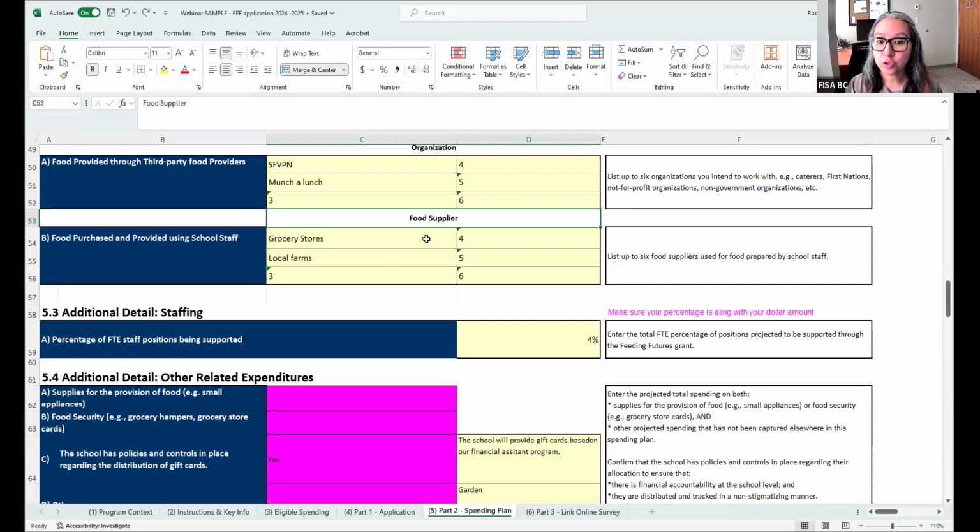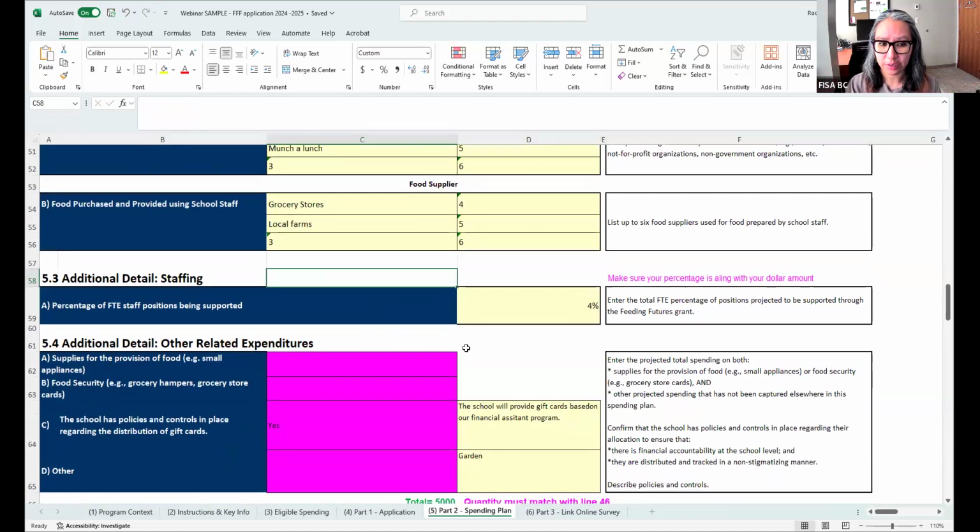And then moving into the food supplier. Most of us are already very familiar with this because we just did it in our report. This is about where you're buying your food. You don't need to write Costco or Walmart or anything like that. You can just write grocery stores. You can write local farms. A lot of people are using farmers markets. All those kinds of places, you can write here. And if you don't, you can just write grocery stores. So not so much to work on here.